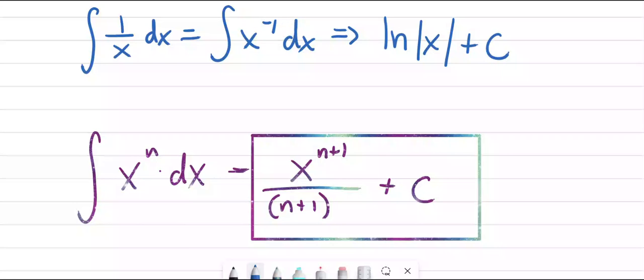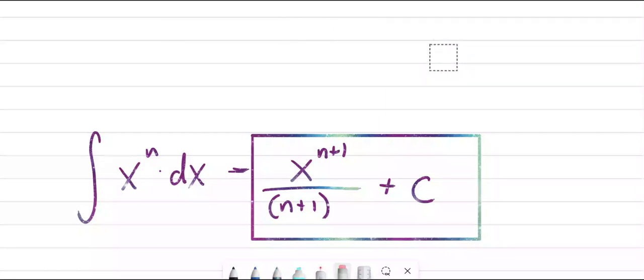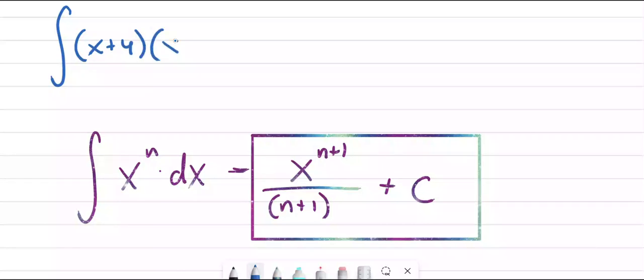All right, let's find a good one from the homework. I'll leave our rule down here for just a second. Let's say we have the indefinite integral where they're asking for the antiderivative of x plus 4 times the quantity x minus 3.